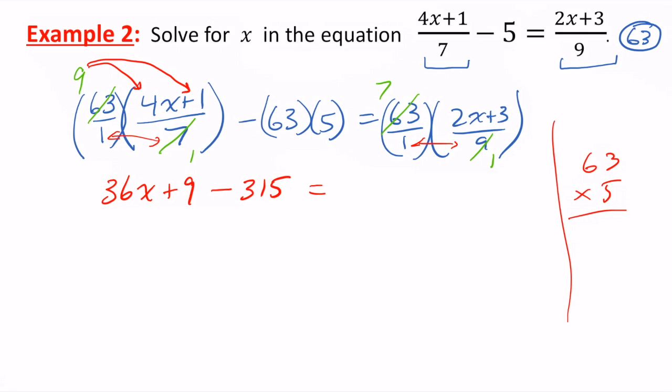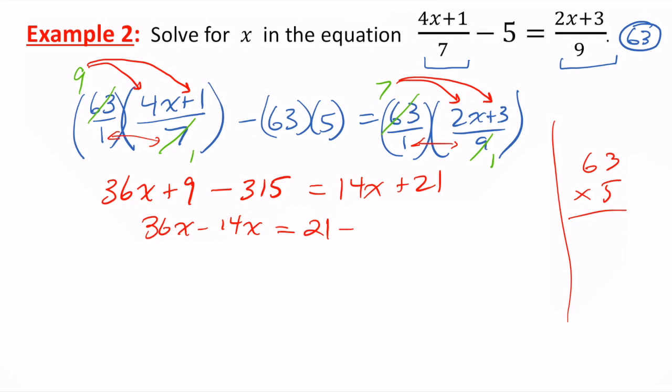And, of course, on the other side of the equal sign, we've got 7 times 2x plus 3. So we have to, again, use the distributive property. So 7 times 2x is 14x, and 7 times 3 is 21. And once again, here we're left with something beautiful, and that is we don't have any fractions at all anymore. And we'll just put the x's on one side of the equation and the numbers on the other side of the equation.